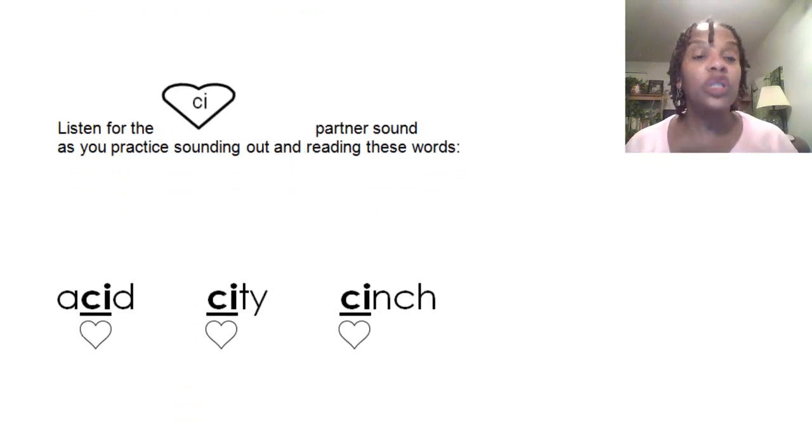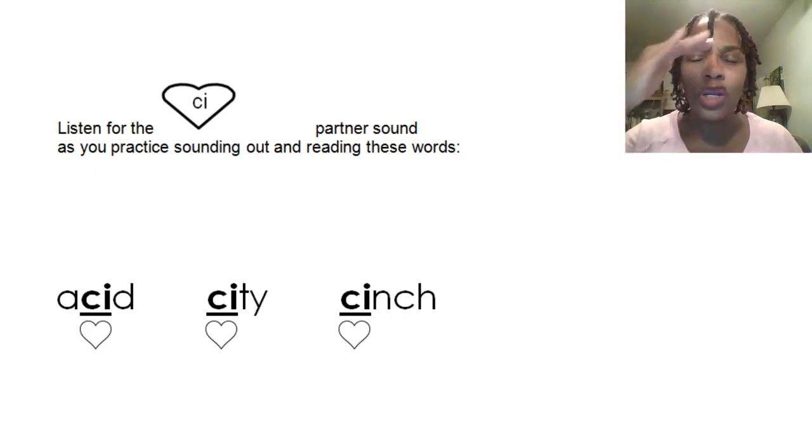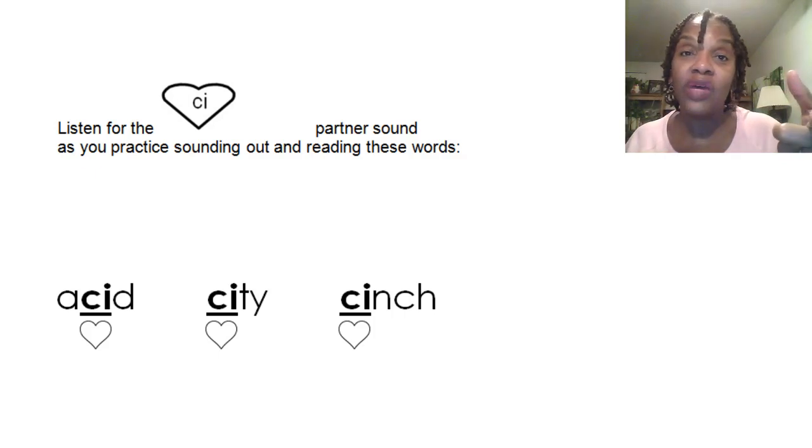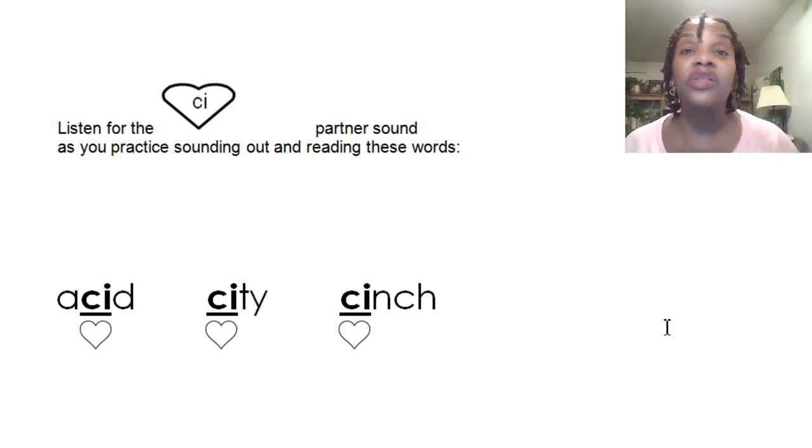All right. So I want you to listen for the sit partner sound as you practice sounding out these 3 words that feature the signal vowel partners CI. Now, remember, once again, whenever you see the letter C, what are the 3 steps you're going to do immediately in your mind? You're going to stop if you see a C, look for a signal vowel, listen for a sound change. So in each of these 3 words, the signal vowel is the letter I.